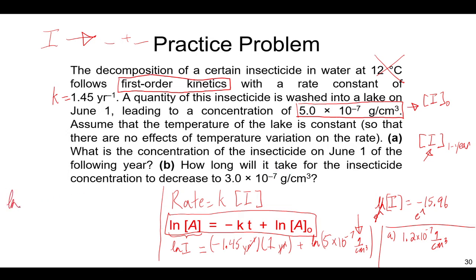So that is our A, that is our I, natural log of 3 times 10 to the negative 7 grams per cubic centimeter equals negative K, so negative 1.45 inverse years, times time, which is what we're after, plus our same initial concentration, right? We're still using our initial June 1st measurement here, 5 times 10 to the negative 7.